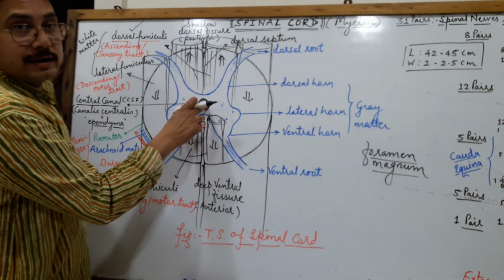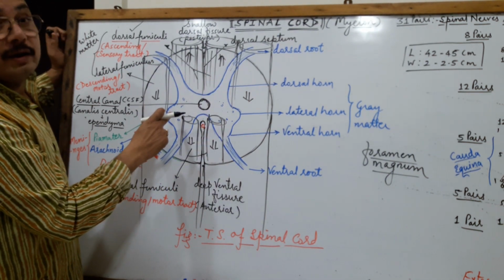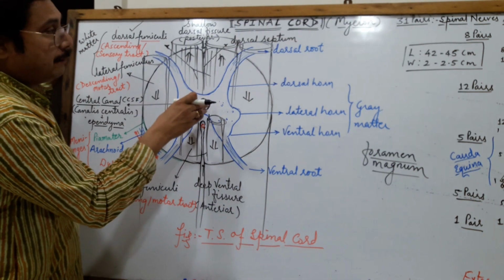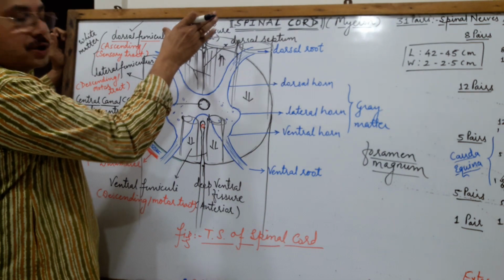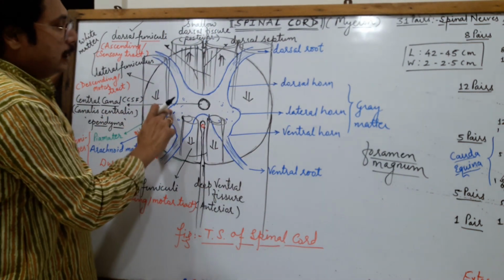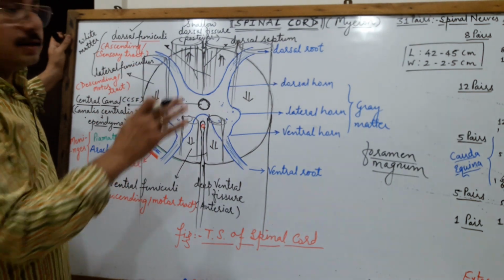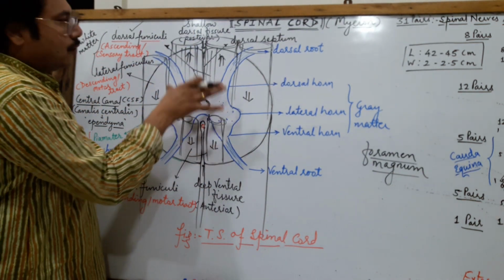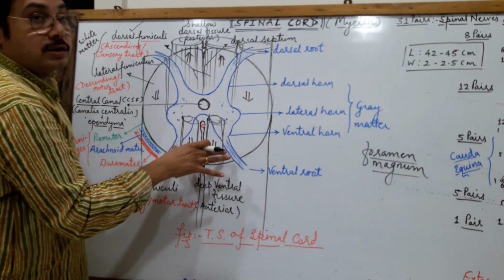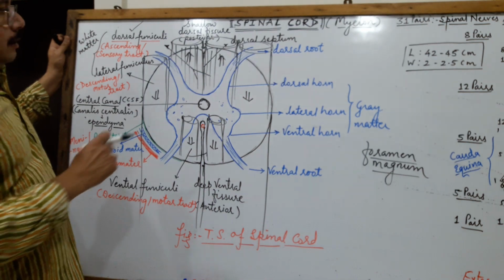Central canal, canalis centralis, gets surrounded by a roughly S-shaped grey matter, and that deep grey matter develops projections, like the dorsal paired projection, ventral paired projection, and the paired lateral projection, which are called the horns: dorsal horn, ventral horn, and lateral horn. Out of which the dorsal and the ventral horns form the respective roots of the spinal nerve.